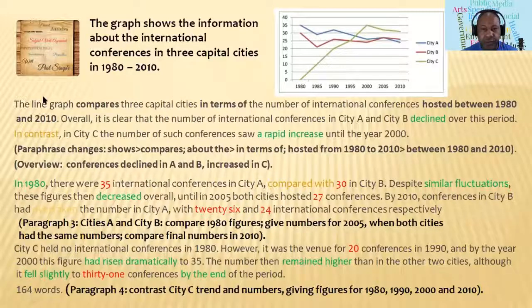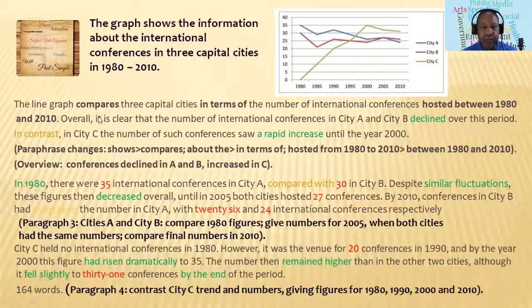The first thing we look at is the title. In the title, we've paraphrased it. We've used compares instead of shows. We've written in terms of instead of about. We've written hosted from 1980 instead of this, or we can say between 1980 and 2010. Either one of these is fine. If it's one, change it to the other. If it's that one, change it back.